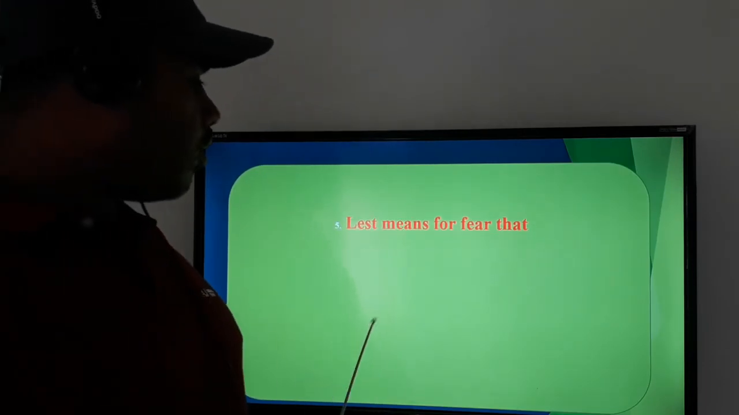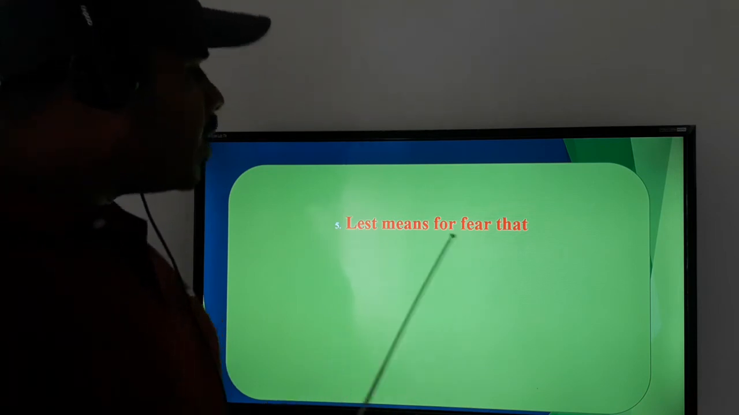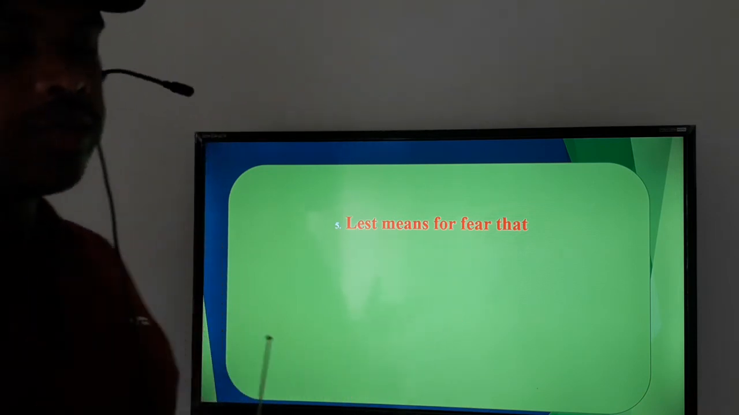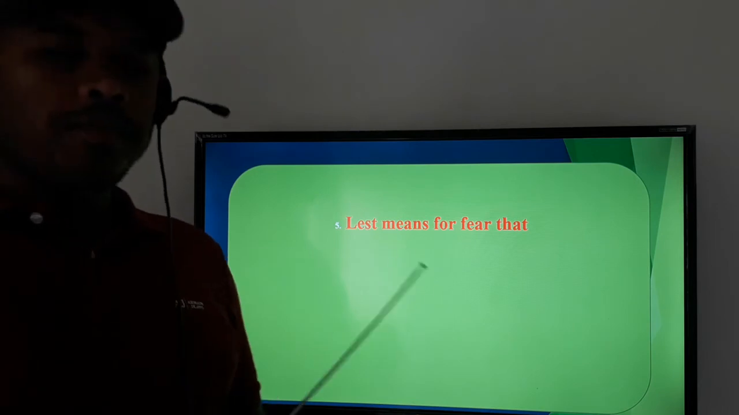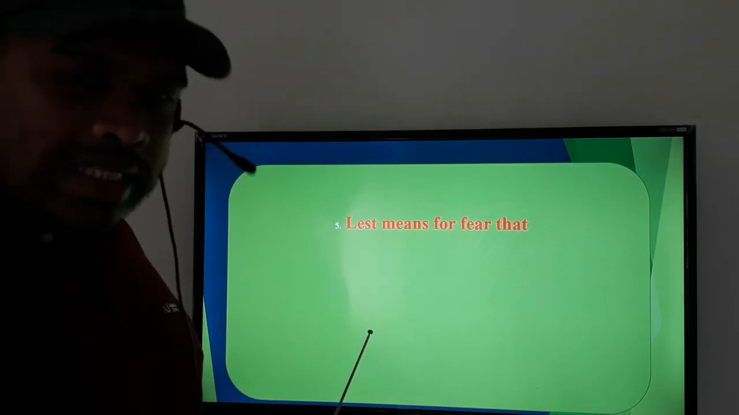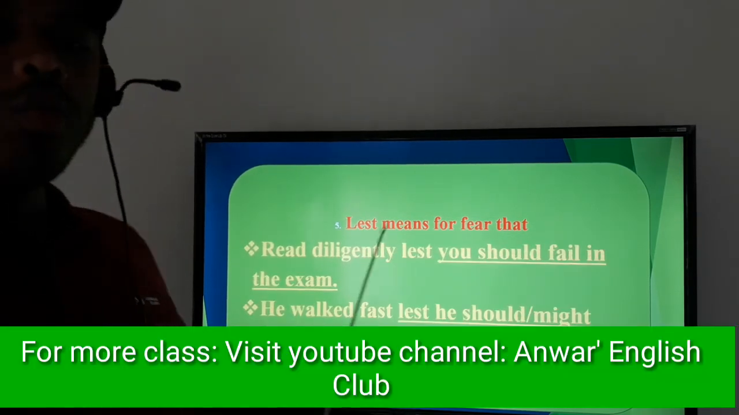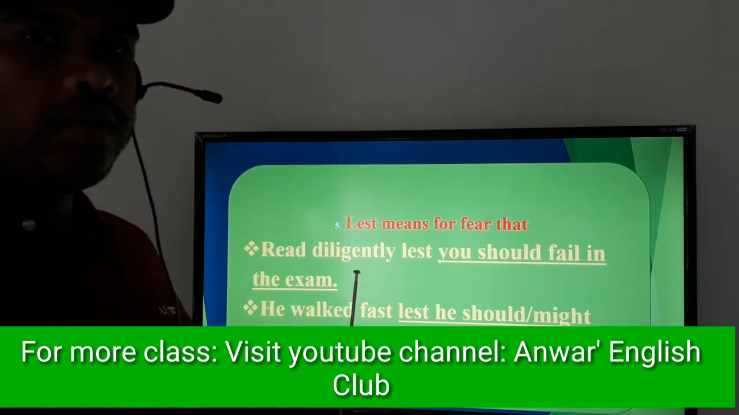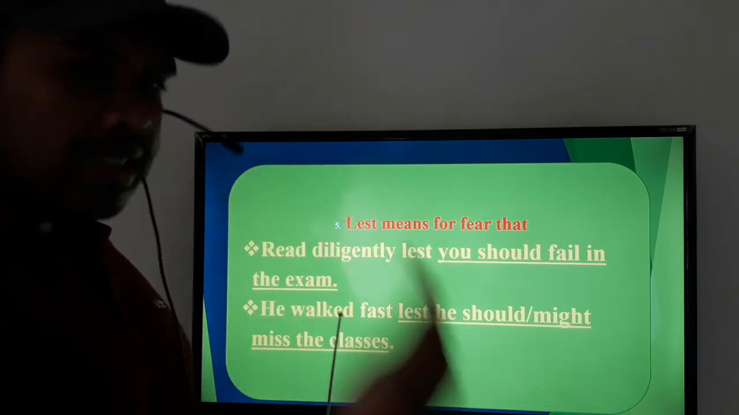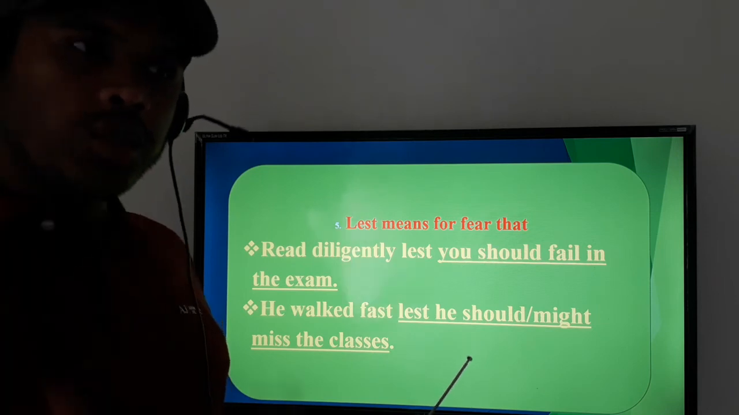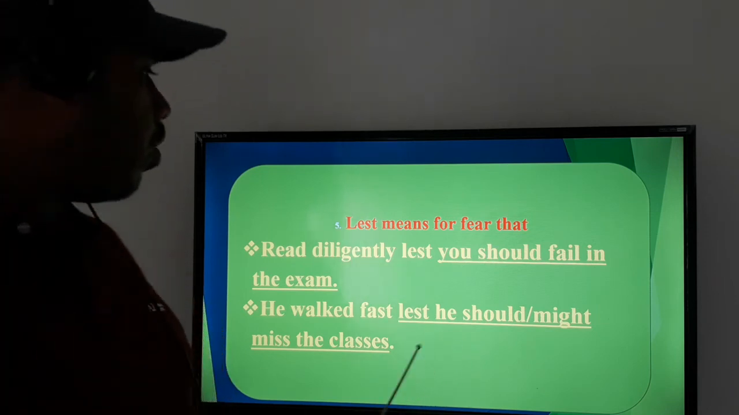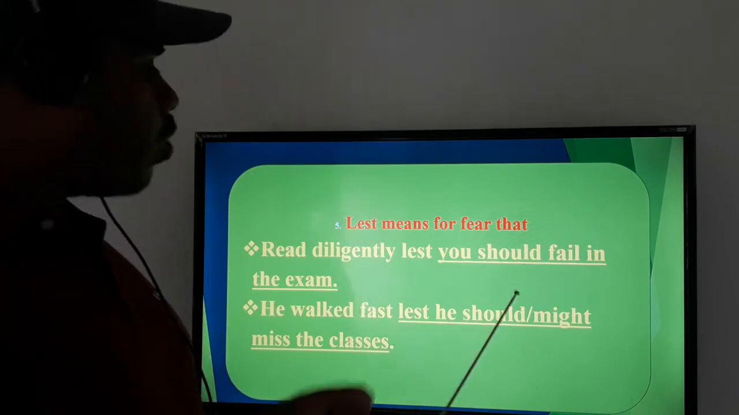That's another one. We use lest, which means for fear that. Lest. Try to understand. For example, we study for what? Our target is to pass, not to fail. So we use lest. And what is the structure?